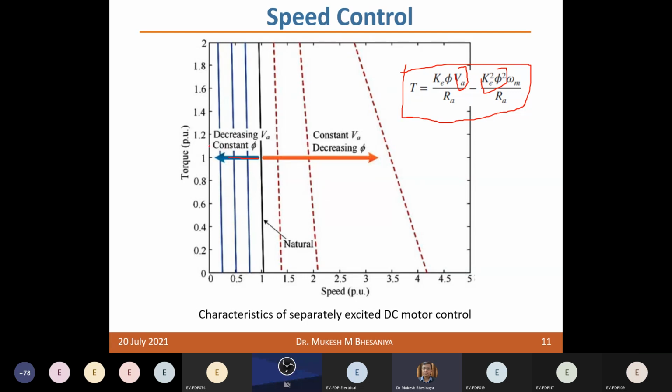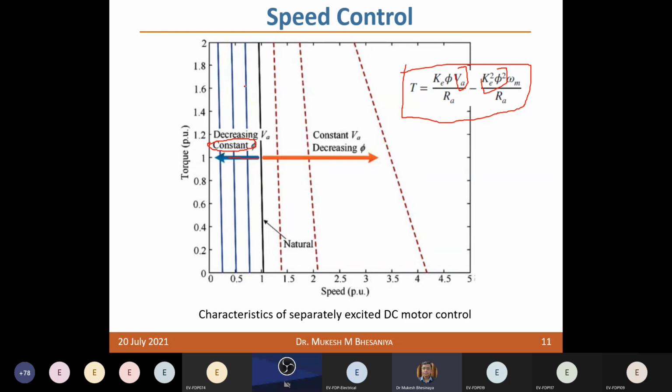So by reducing this VA with a constant field, if you don't change the flux, right, your flux is constant, all other parameters are the same, then the torque speed relation depends upon this VA, and you will find these parallel lines with the same slope. Okay, so this is VA1 which is less than VA, this is VA2 which is less than VA1, and this is VA3, say suppose, which is less than VA2, right? So you will get this different torque speed relation with a variation in armature voltage, right?